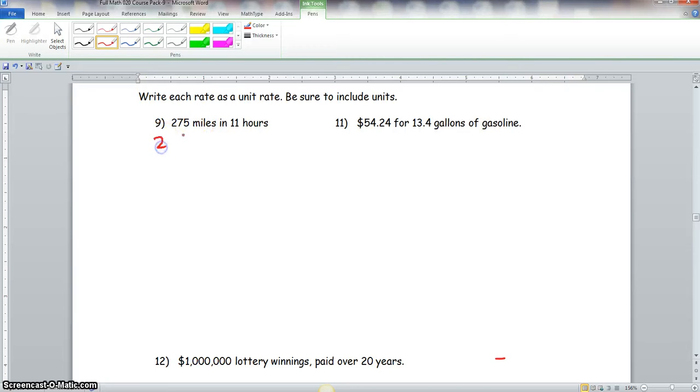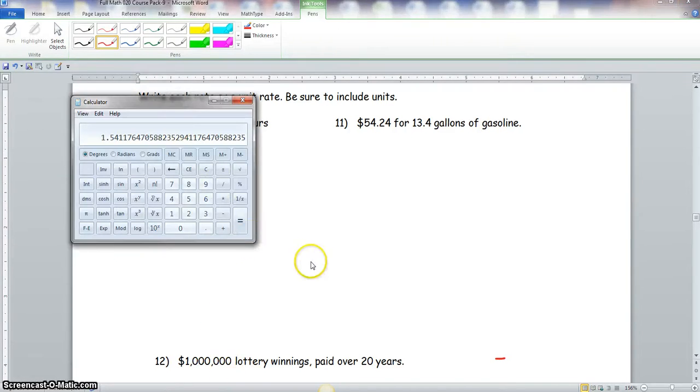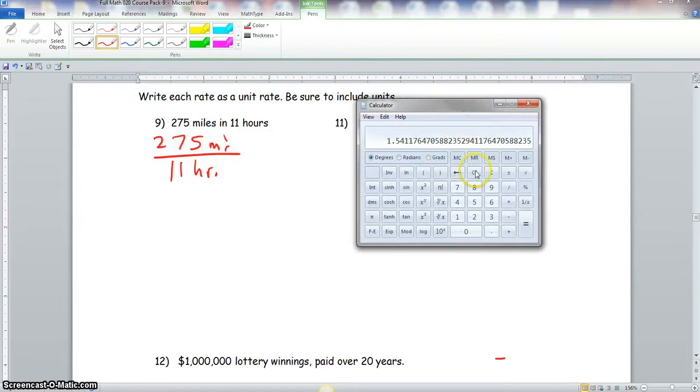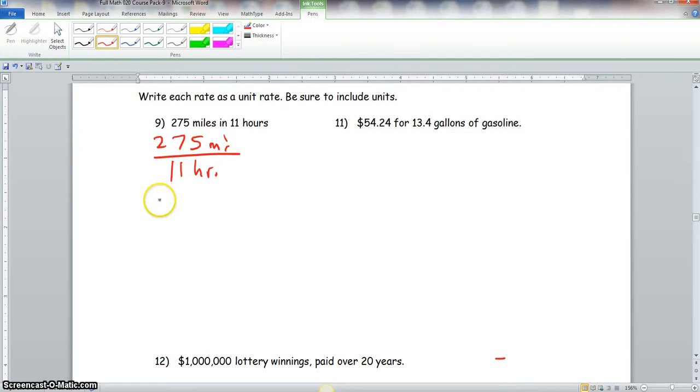So now we had 275 miles for 11 hours. Now, what we would do with this here, we would take our calculator and we would take 275 divided by 11. And that gives us 25. So our answer here would be 25 miles per hour. And we know this per hour, even though we don't see a number here, it's assumed to be 1. So it's 25 miles per 1 hour.